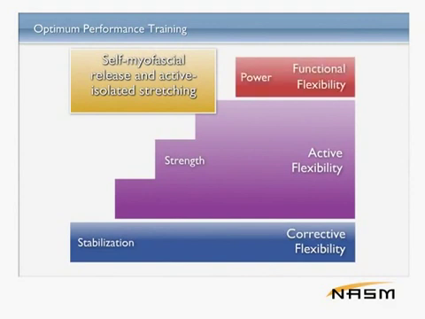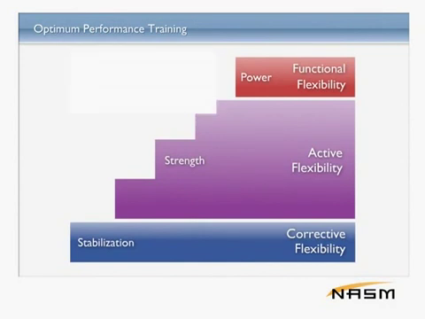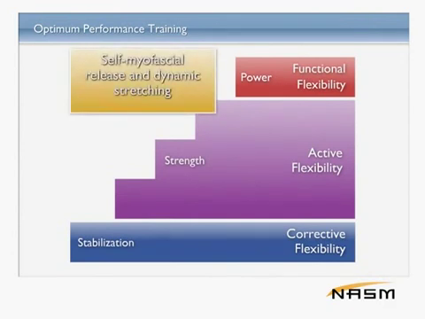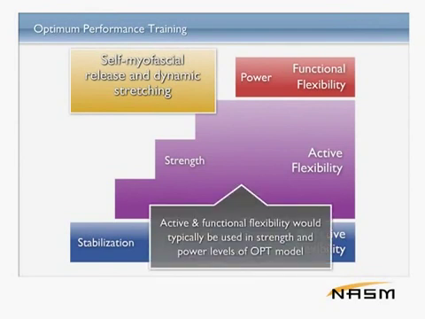Functional flexibility improves the extensibility of soft tissue and increases neuromuscular efficiency by using integrated multiplanar techniques that move through the full range of motion. The stretching techniques used in this phase include self-myofascial release and dynamic stretching. As a progression, active and functional flexibility would typically be used in the strength and power level.